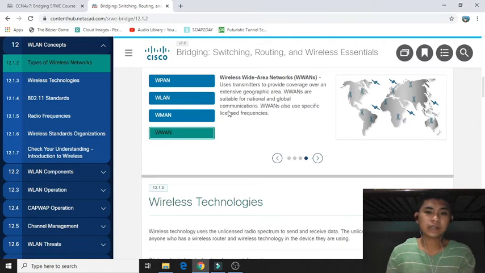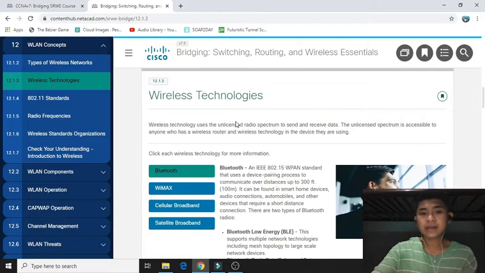Next is wireless wide area networks. They use transmitters to provide coverage over an extensive geographic area, are suitable for national and global communications, and also use specific licensed frequencies.